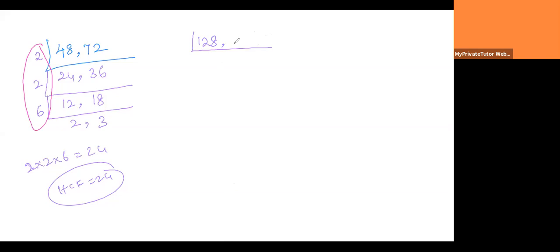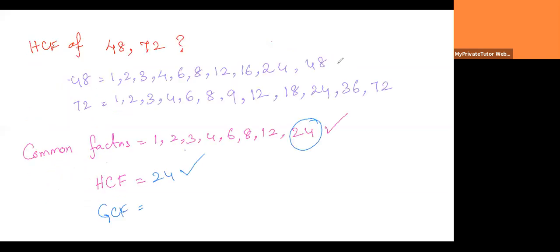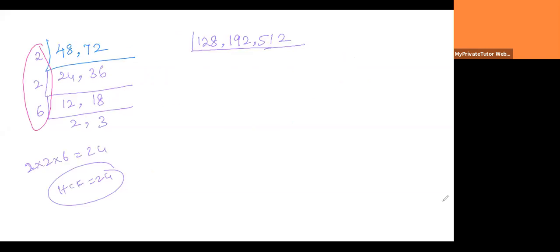Yeah, so let's take 128, 192, then 512. If you think of using the previous method, writing the factors of all three, 128, we'll get a lot of factors. 192, we'll get even more than 128. 512, we'll get more, right? So instead of that method, let's try this method, we'll get it easily.